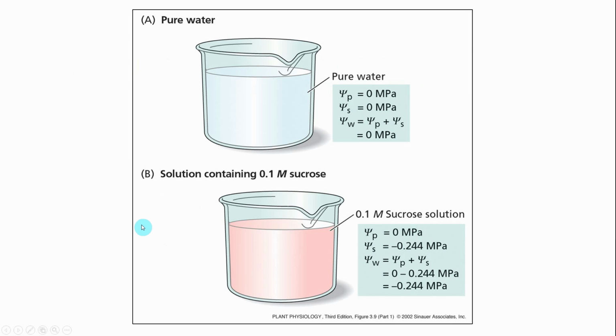So if we have a look at this equation, we're simply going solute potential plus pressure potential. They're both zero at this stage because it's pure water. There's no solutes in it. There's no pressure.